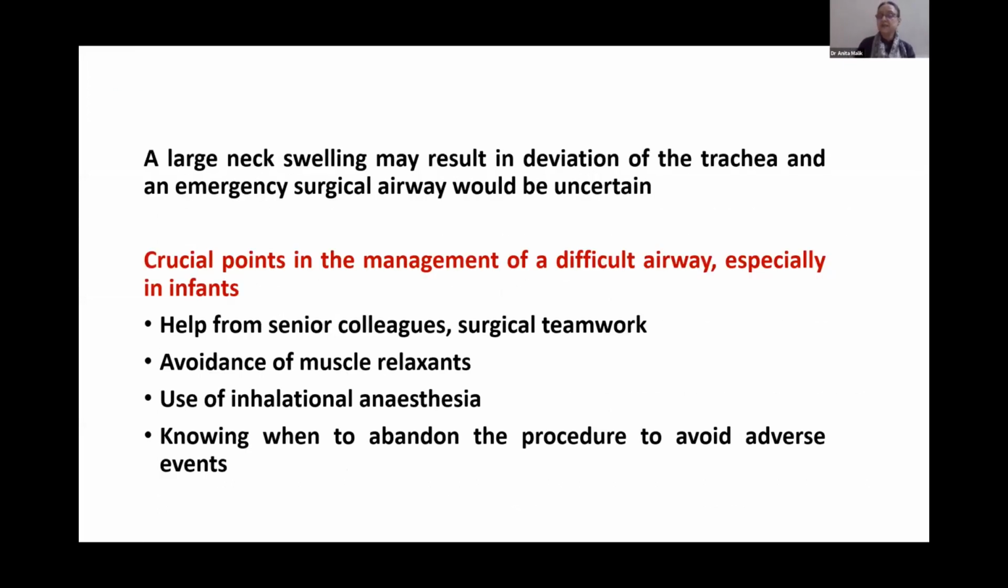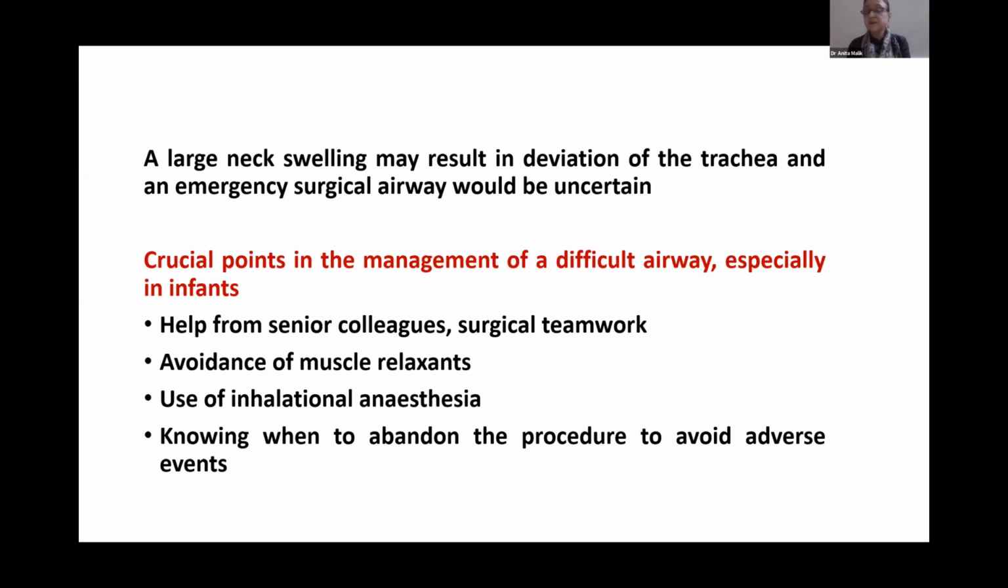So a large neck swelling may result in deviation of the trachea, and an emergency surgical airway would be uncertain because of the large swelling. So it's always better that, when we were discussing the radiological investigations, you use USG to see where the cricothyroid membrane is, and whether surgical access can be done or not. These are the things which are pre-planned in an anticipated difficult airway.